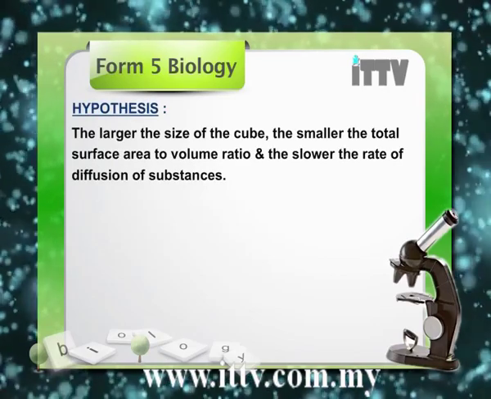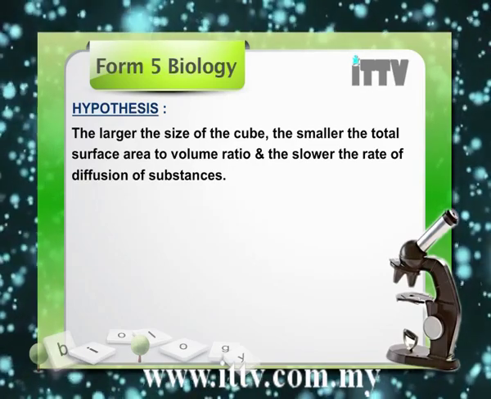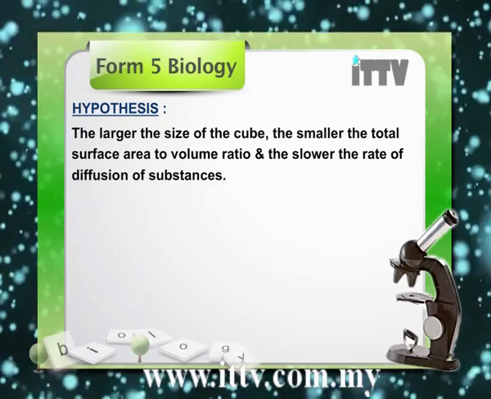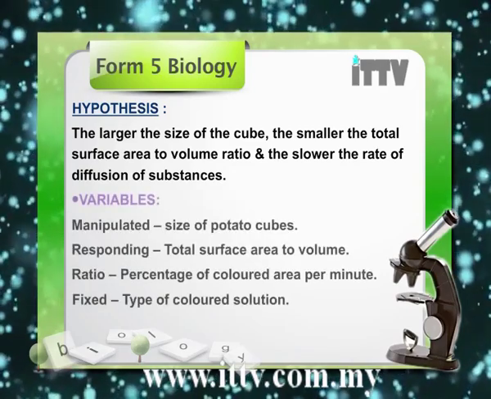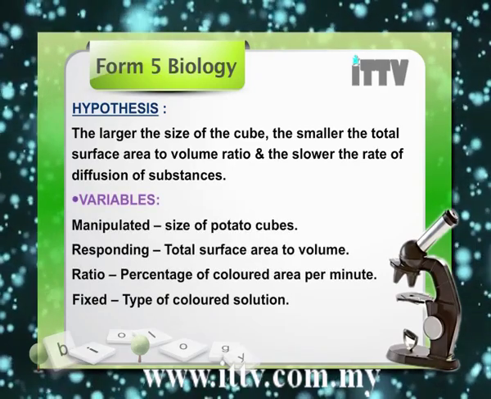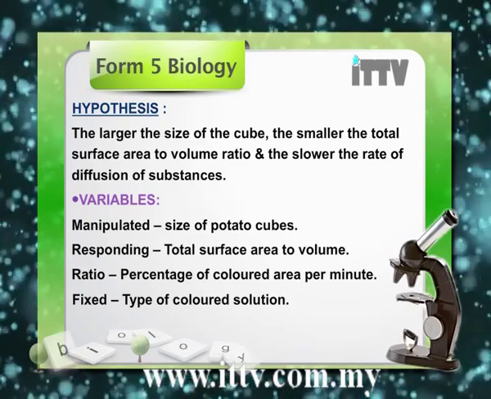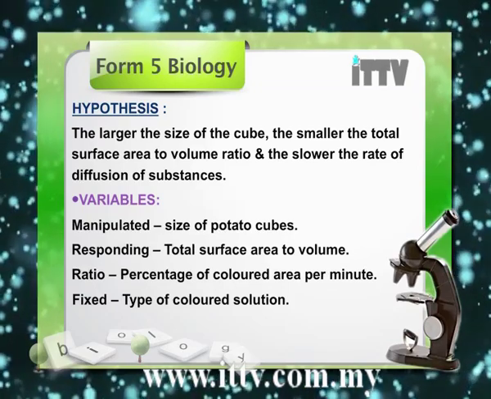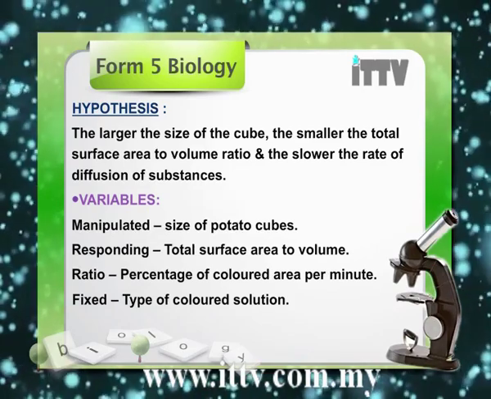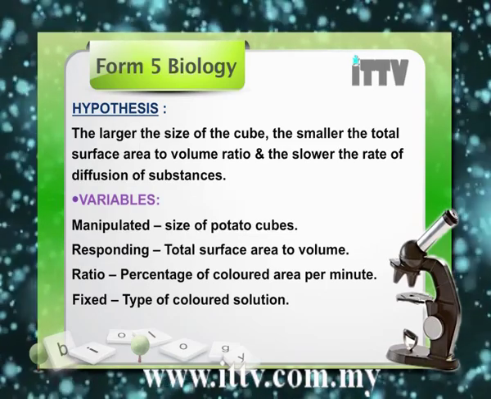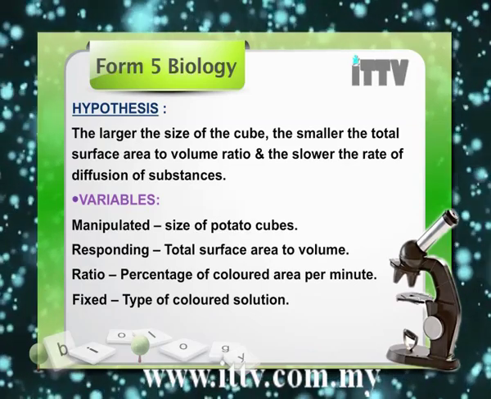What is the hypothesis for this experiment? We hypothesize that the larger cubes will have a smaller total surface area to volume ratio and hence a slower rate of diffusion of substances. The variables involved include the manipulated variable, which is the size of potato cubes. We can also work with jelly cubes or even sponges. The responding variables are the total surface area to volume ratio and the percentage of colored area per minute. The fixed variables are the type of colored solution and the type of potato.